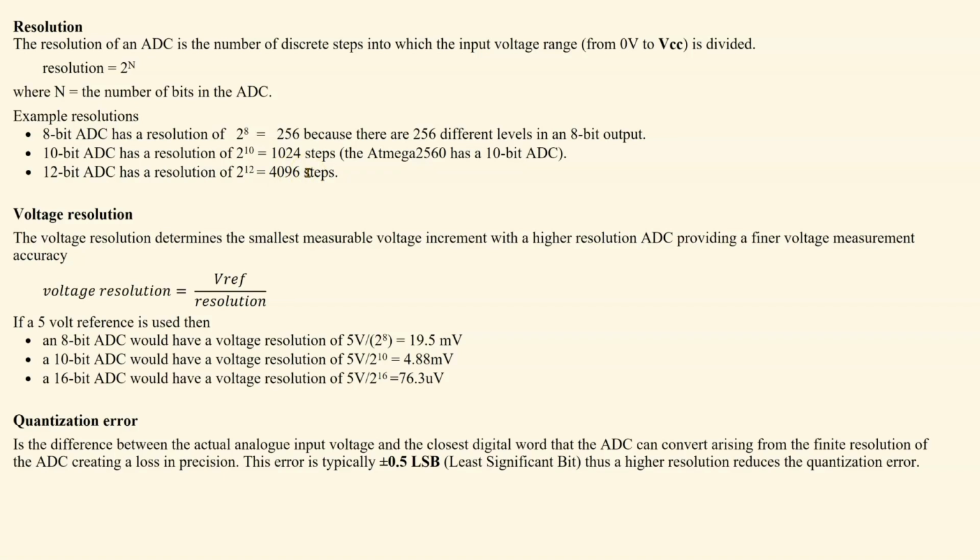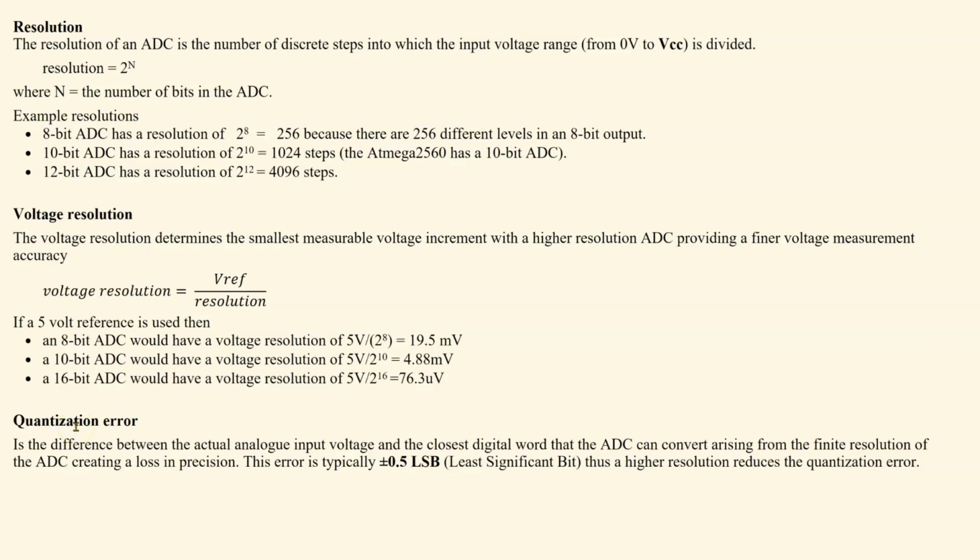The resolution relates to the voltage resolution, and the voltage resolution determines the smallest measurable voltage we can look at. So the formula for that is Vref over resolution. So if we have a 5 volt reference, then an 8-bit ADC will have a voltage resolution of 19.5 millivolts. A 10-bit ADC has a voltage resolution of 4.88 millivolts. A 16-bit ADC has a voltage resolution of 76.3 microvolts. So you can see we can be more accurate if we have a higher resolution ADC.